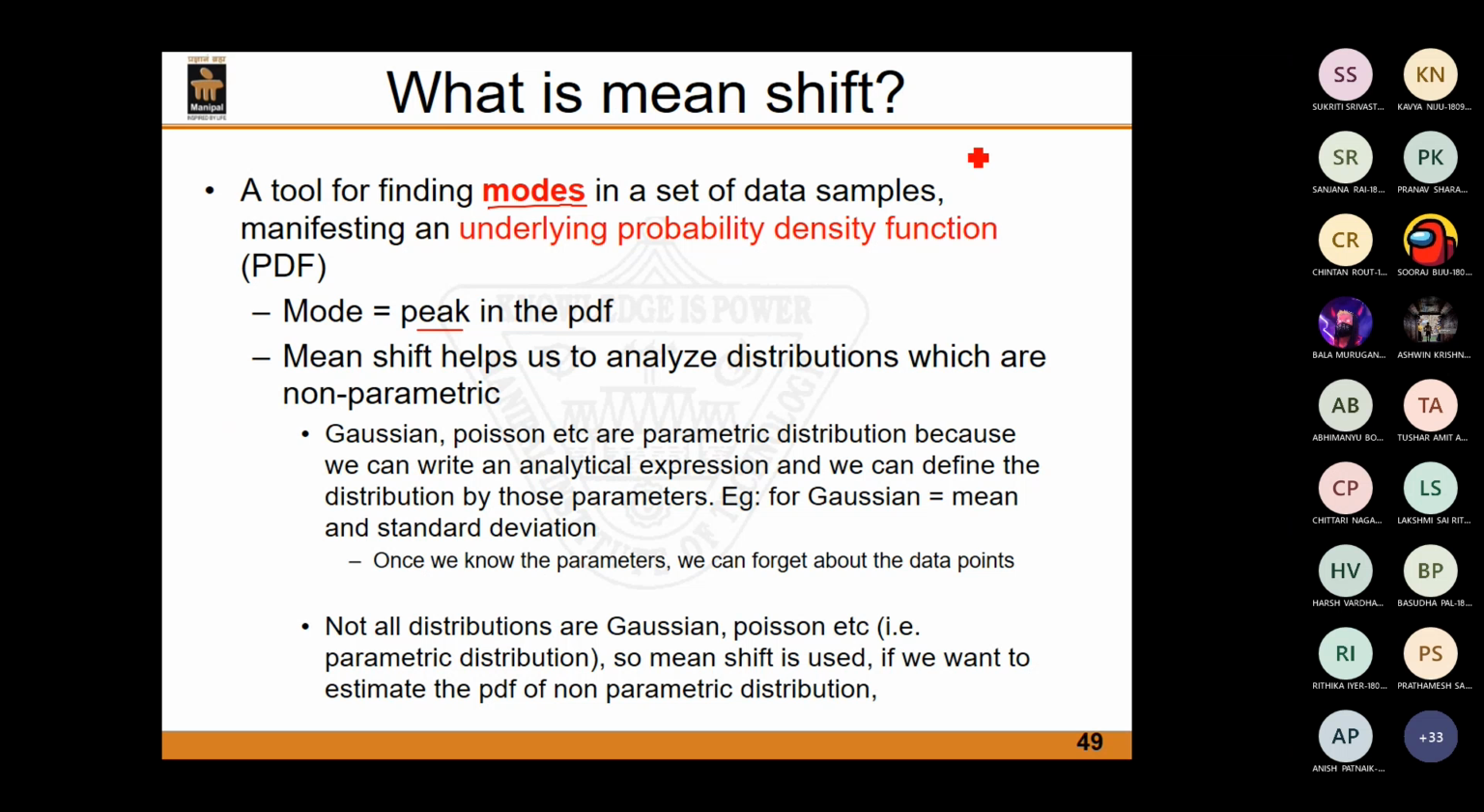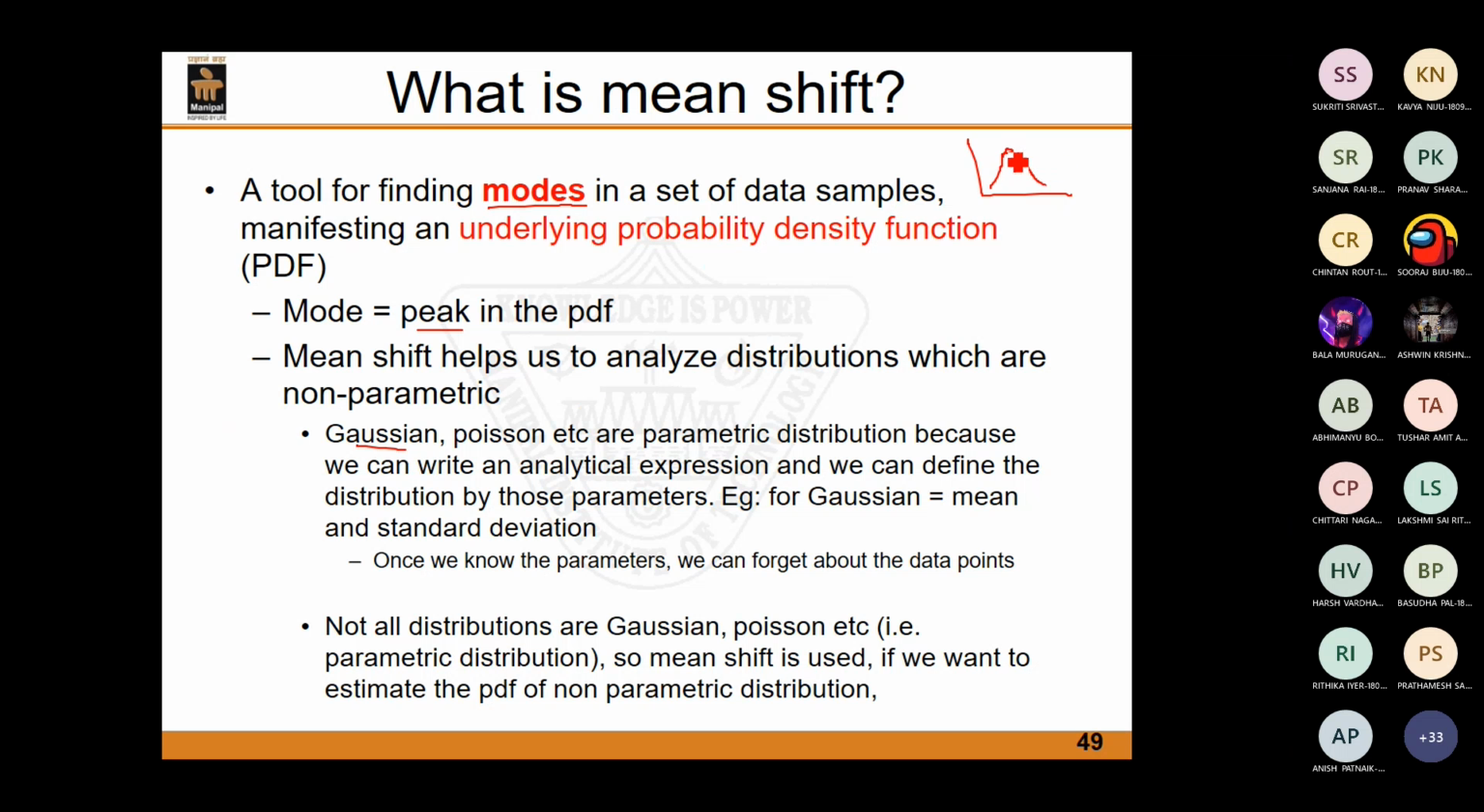What do we mean by modes? It is basically the peak in the PDF. For example, let's say you have a particular distribution, let's say it's a 2D distribution, something which looks like this. Here it's not a plateau. Let's assume it's a Gaussian distribution.